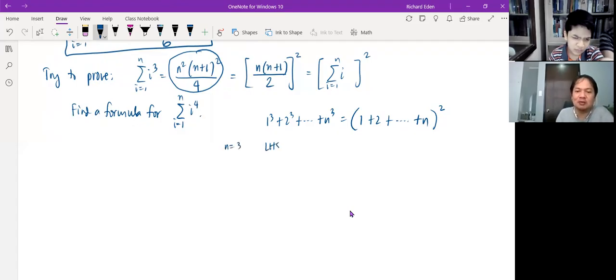The left-hand side would be 1 cubed plus 2 cubed plus 3 cubed. So 1 plus 8 plus 27. So that's going to be 36. Right-hand side naman will be the square of 1 plus 2 plus 3. 6 squared, so also 36. So equal nga sila.